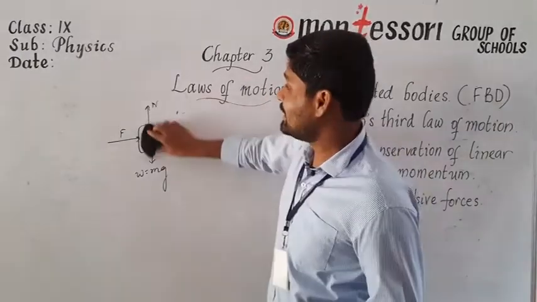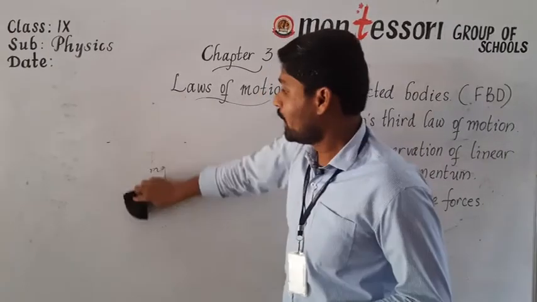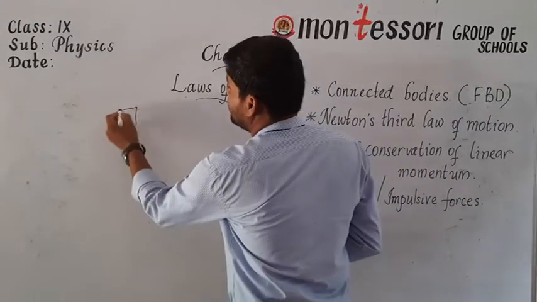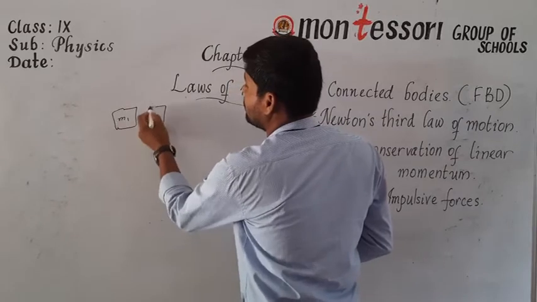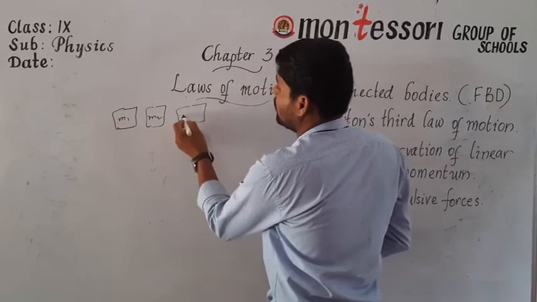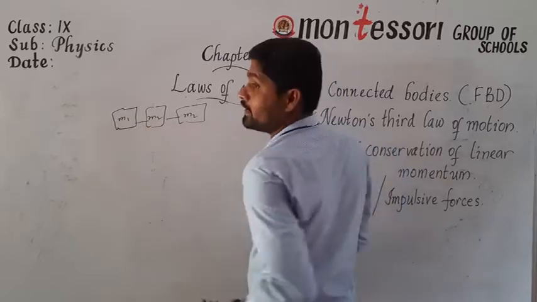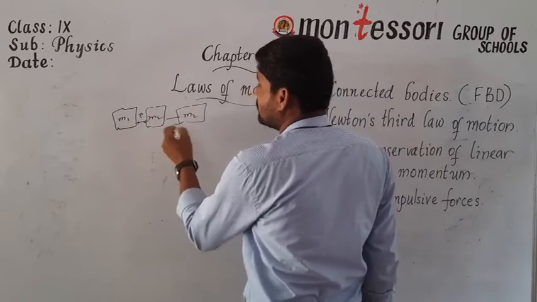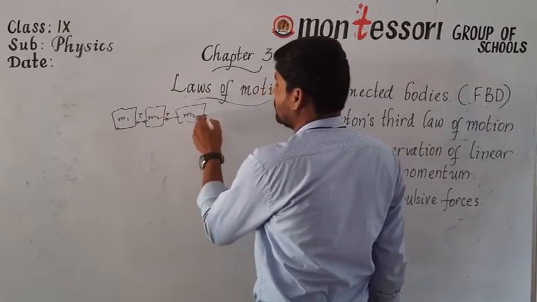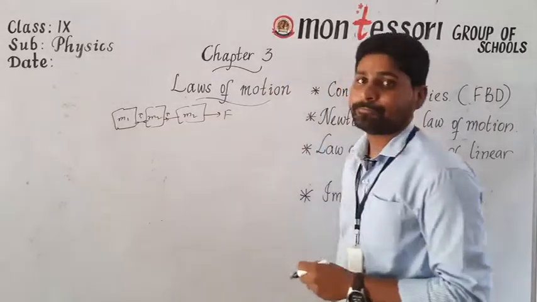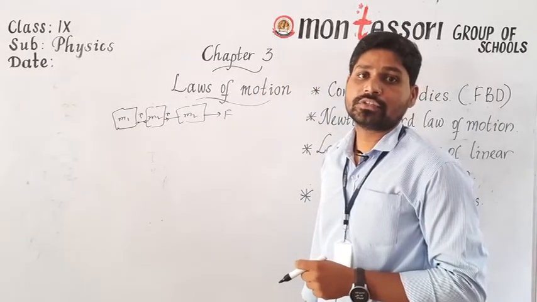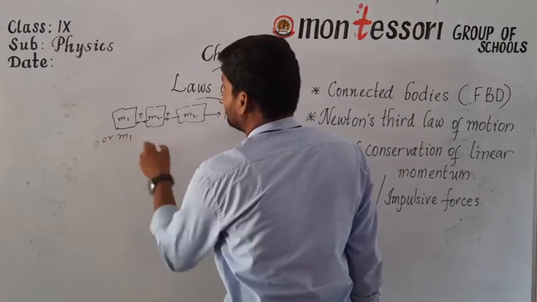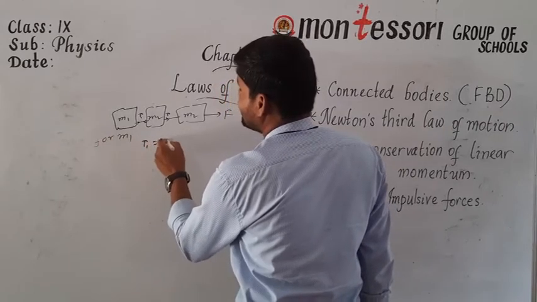Now we will see connected bodies. We have three conditions here. The first one: if I take three bodies of masses m1, m2, m3 connected by a string, as you know well, tensional forces exist in the string, which is pulled by a force F. Then for the mass m1, T1 is equal to m1 into a.